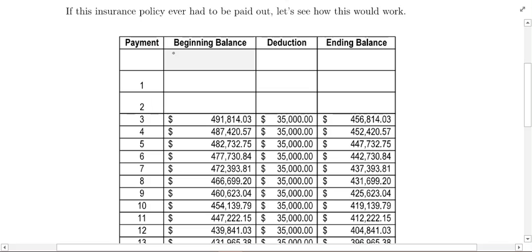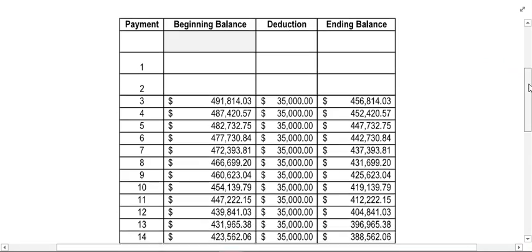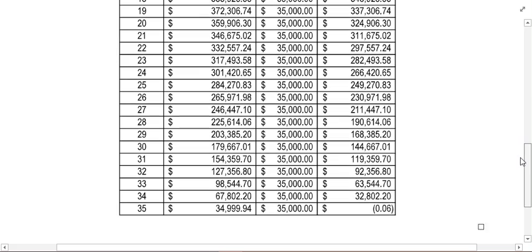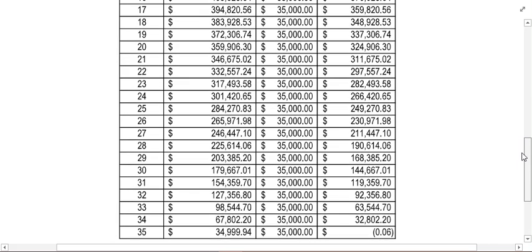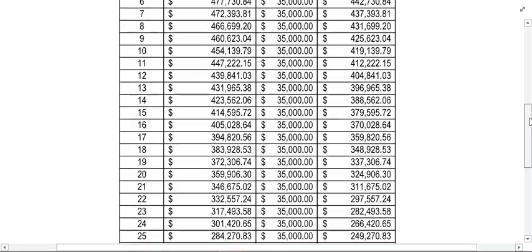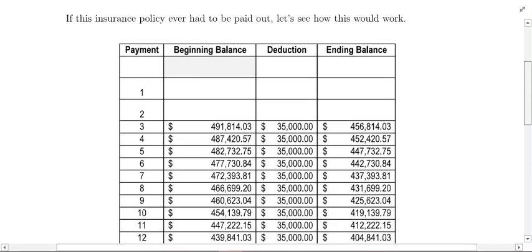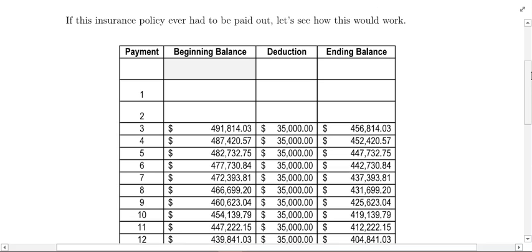So the column headers are payment, beginning balance, deduction, and ending balance. And if you look in this first column, it is keeping track of which payment is made to the wife and child. So remember, if this insurance policy had to be paid out, there would be a payment done every year for 35 years. So if you look at this first column, the payment numbers are 1 through 35, okay, because there would be a payment every year for 35 years. There would be a total of 35 payments. So that first column is just really keeping track of which payment is being made, okay?